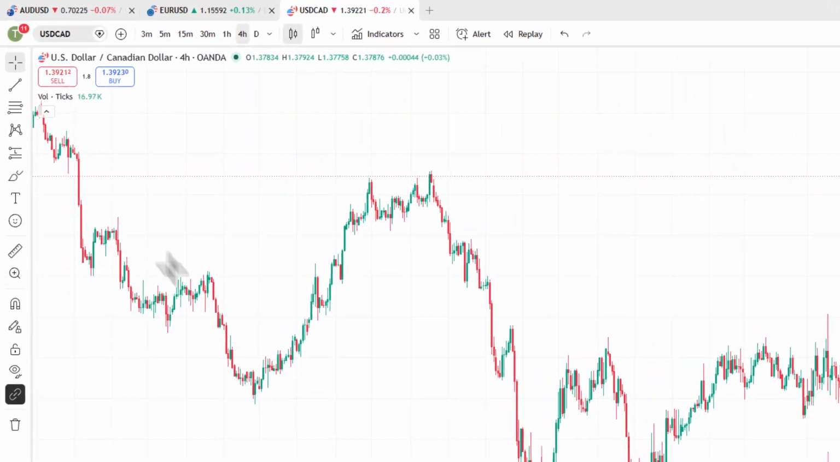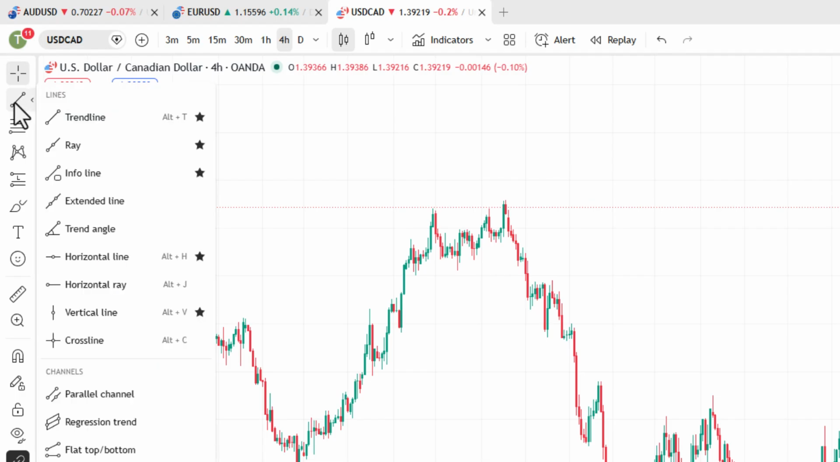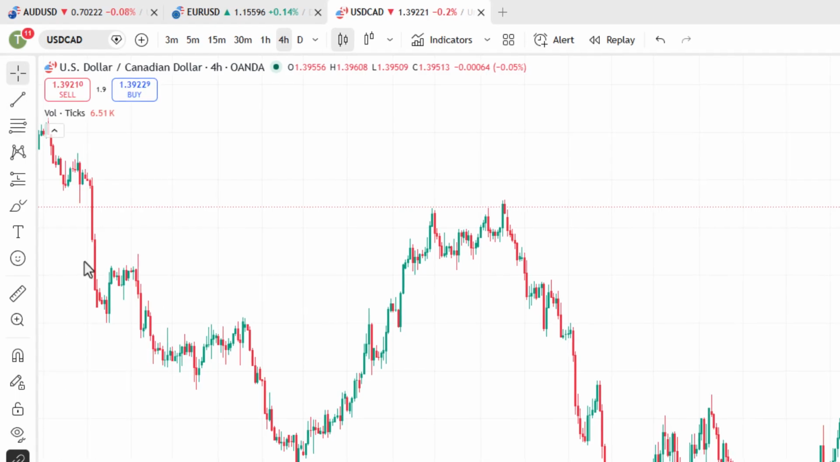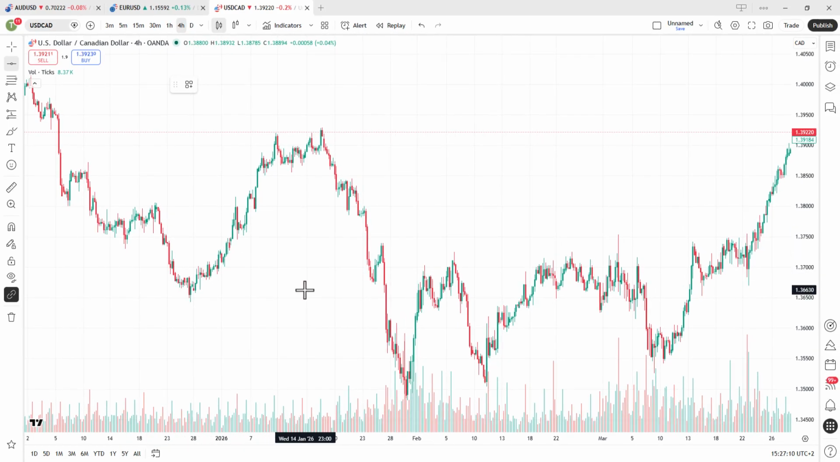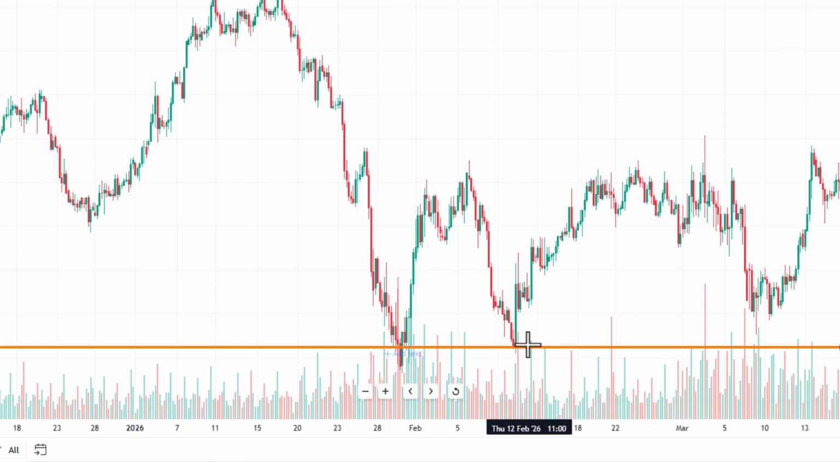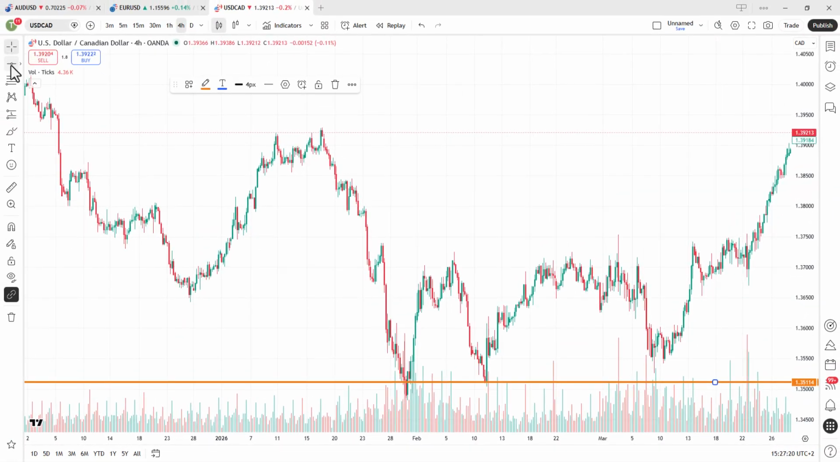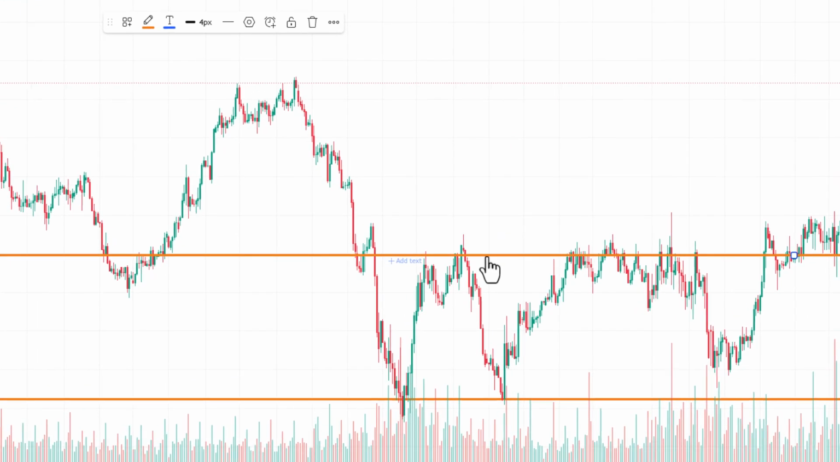I have my chart. On the left-hand column, in the second top button, I click on it and then I select the horizontal line. And in this chart, I can see there is a support level over here. We have the two bounces and this one came close to the support level. I can also see another level here.